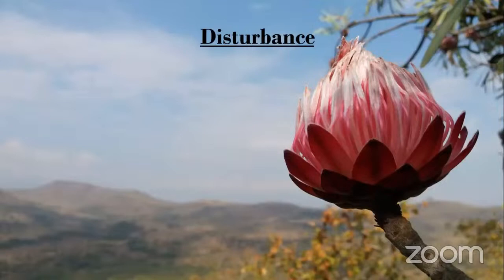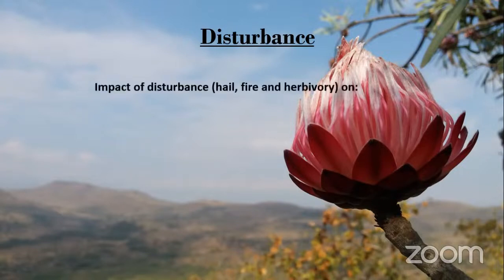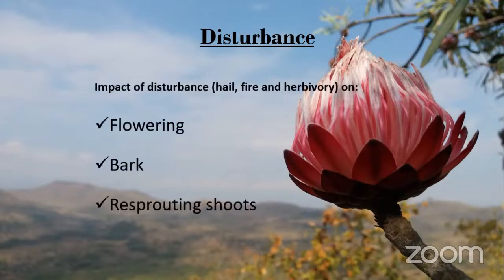A massive hailstorm happened just a day before we began sampling and knocked out most of the flowers that we had intended to sample. This was obviously devastating in the moment because I had to reconfigure my research plan. It was similarly devastating for the trees, and the impact of hail was immediately noticeable. It prompted us to put the pollination experiments on hold and instead record the impact of hail on flowering, bark, and resprouting shoots.